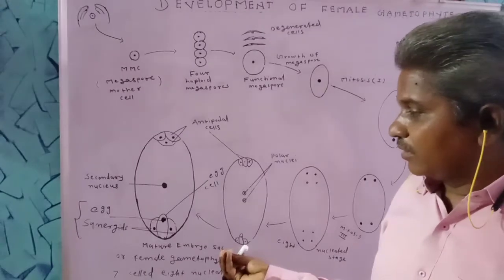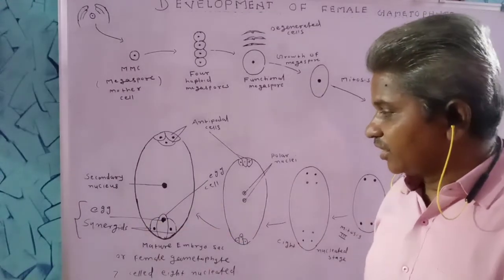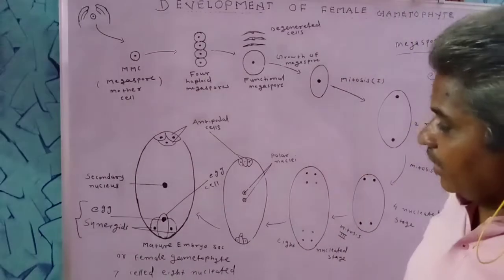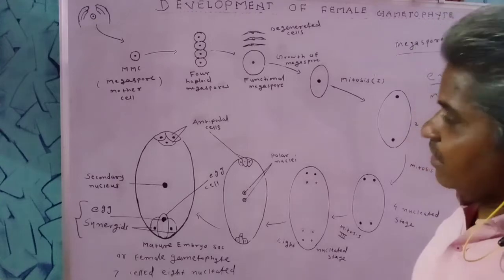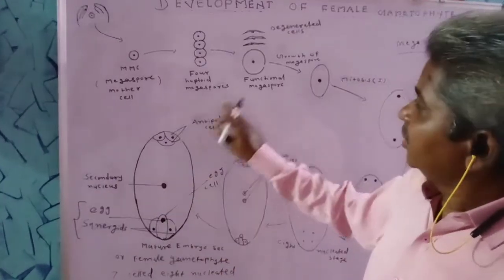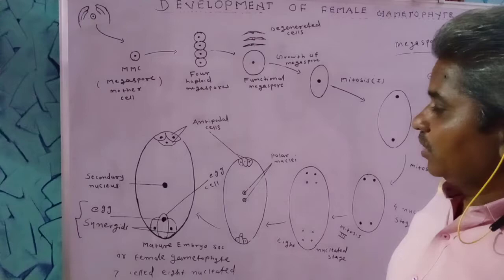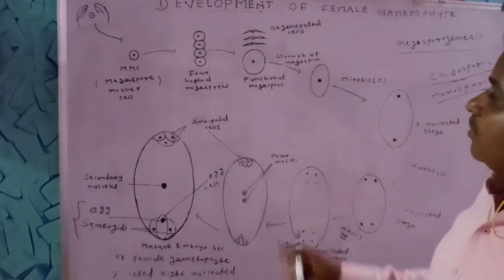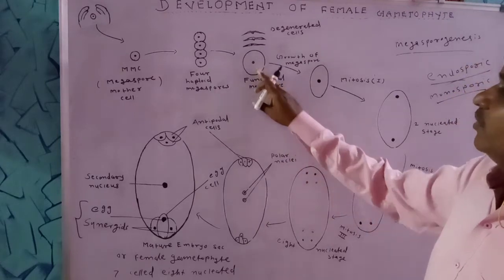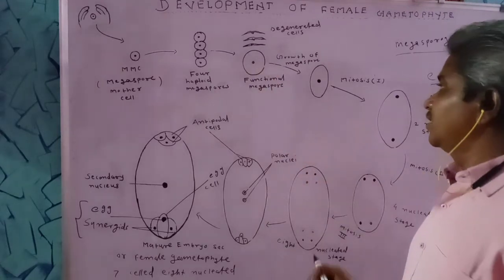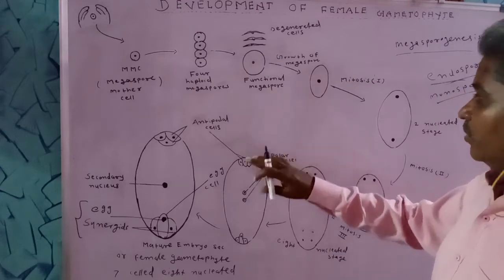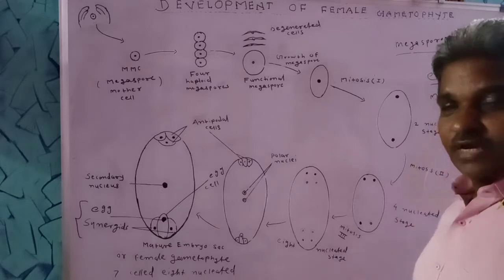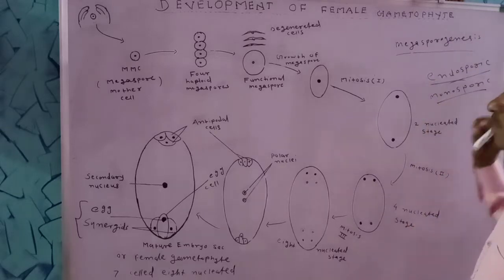During the process of fertilization, the synergids guide the pollen tube towards the egg. Meanwhile, the changes occurring within this single cell, the functional megaspore, result in the development of the female gametophyte from a single spore. The development of the female gametophyte involves only one functional megaspore, so it is called monosporic.